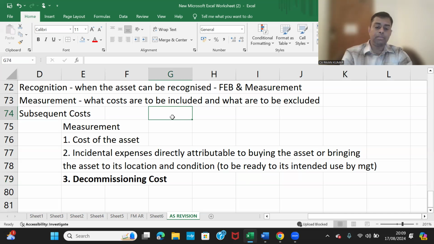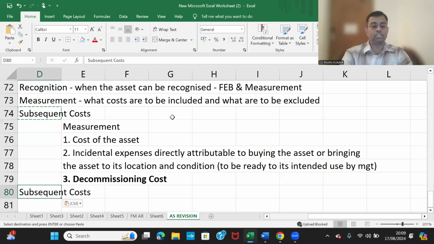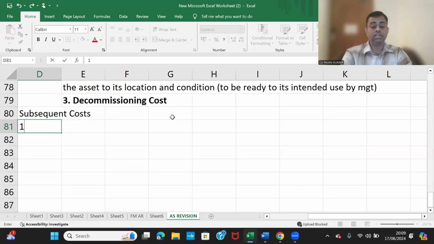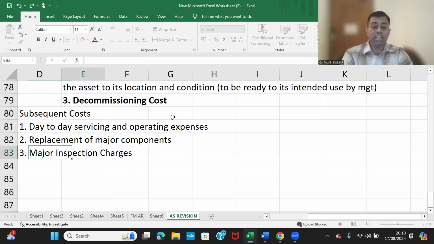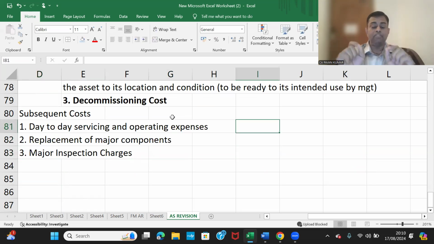Subsequent costs are like, for example, there are three types of subsequent costs. One is day-to-day operating expenses. Second one is major replacement of major components. Three, major inspection charges. So in this, you tell me one by one. One, can you think it can be capitalized? I'm not going to write anything till you answer. One, can this be capitalized?